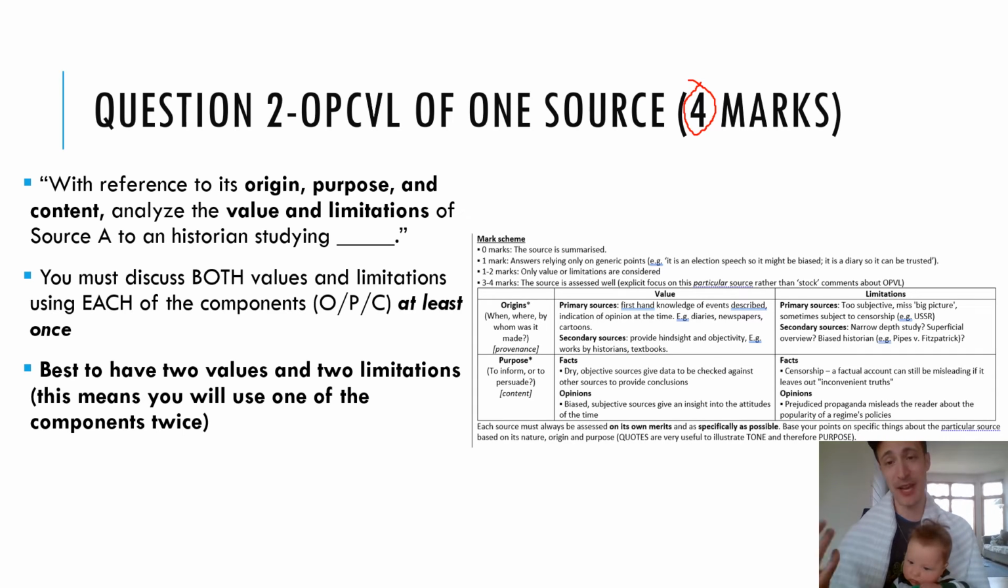So you might say a value of the origin and a value and limitation of the purpose. You do not need to say a value and limitation of each thing, okay? Maybe the origin is just valuable, and maybe the purpose is both valuable and limiting. So keep those in mind. Also, make sure you're talking about how you know what you know about the source, how you know the purpose is to inform, what the historical context was. You don't have to explain how you know that, but what was it, why does it matter, those kinds of things.